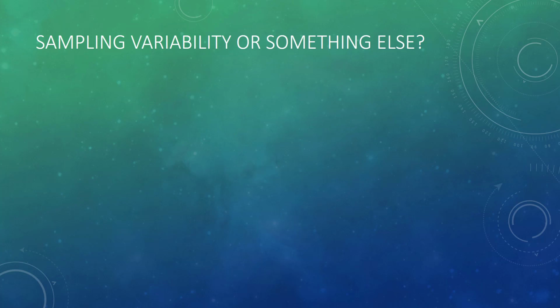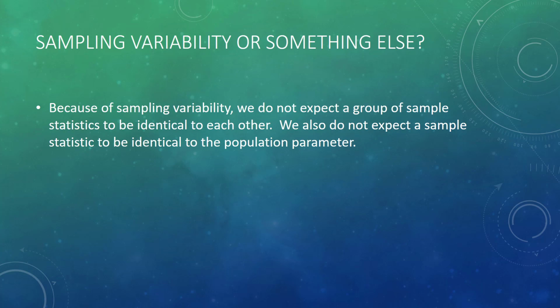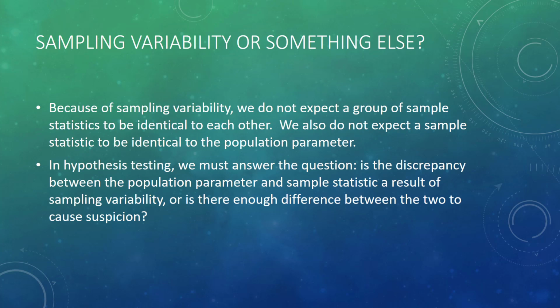Sampling variability or something else. Because of sampling variability, we do not expect a group of sample statistics to be identical to each other. We also do not expect a sample statistic to be identical to the population parameter. In hypothesis testing, we must answer the question, is the discrepancy between the population parameter and the sample statistic a result of sampling variability, or is there enough difference between the two to cause suspicion?